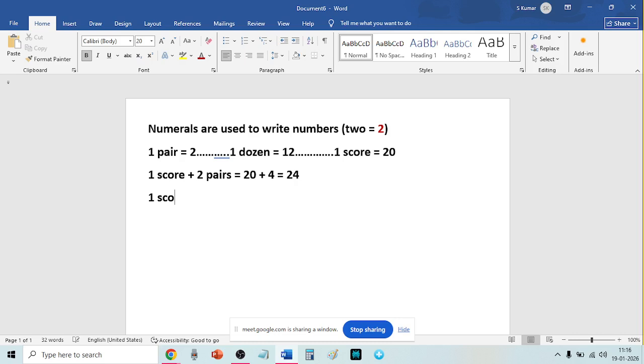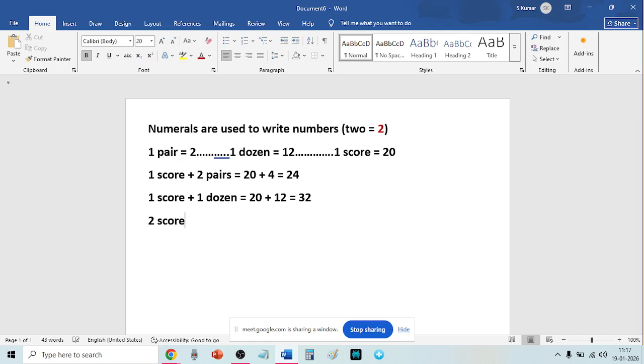1 score plus 1 dozen. How many would that be? 1 score, how many? And 1 dozen, how many? First say the number. 32. But say it as 20 plus 12 equal to 32. Say the full thing. 20 plus 12 equal to 32. That's all.